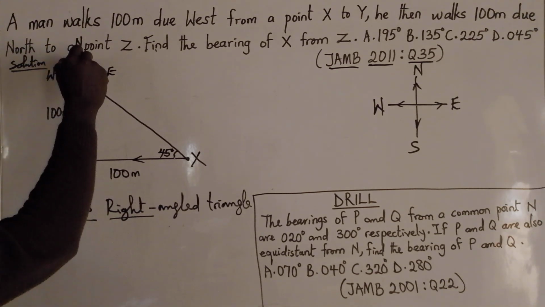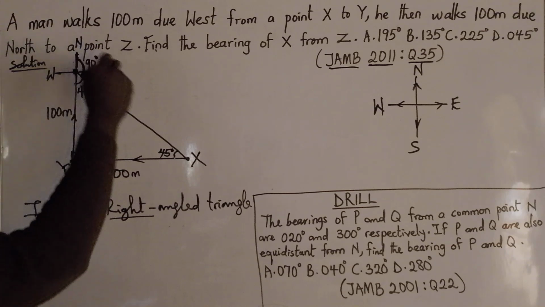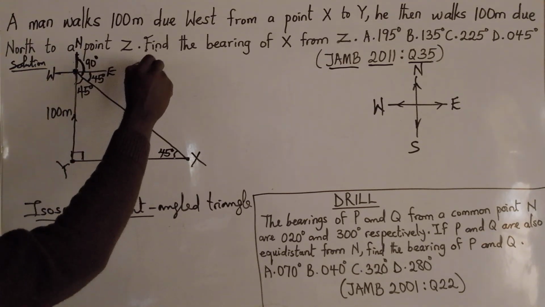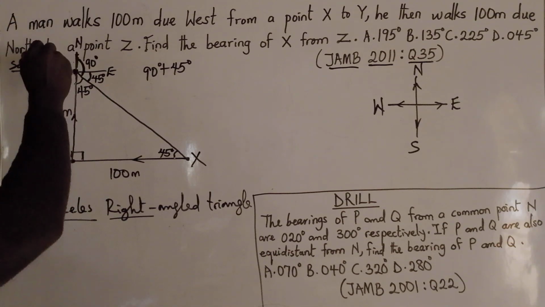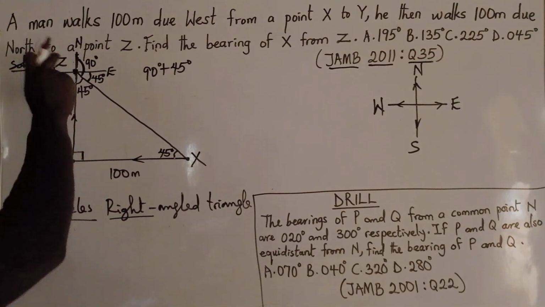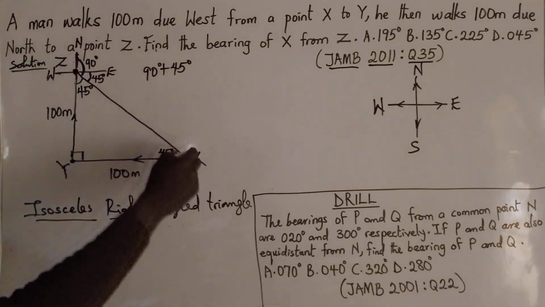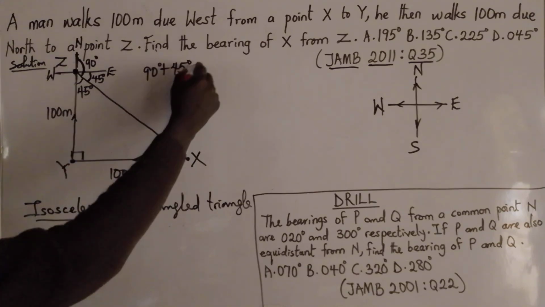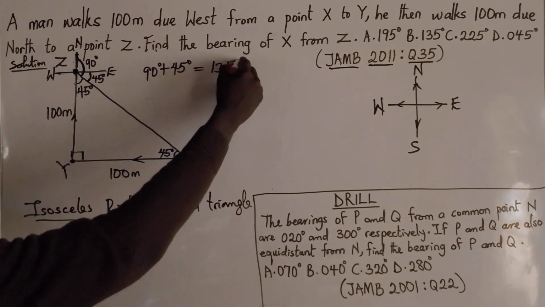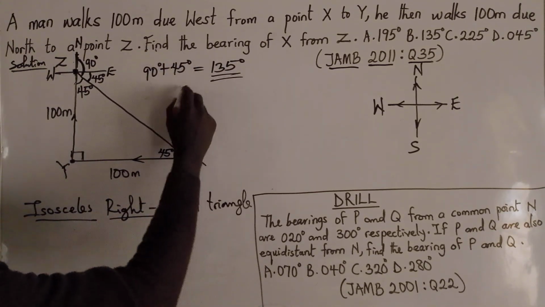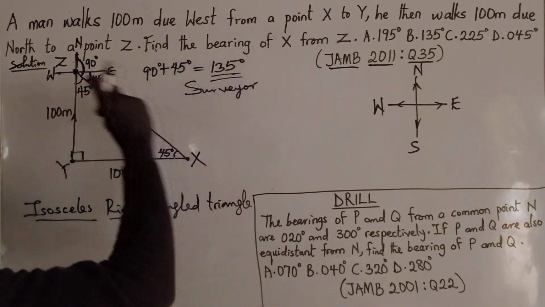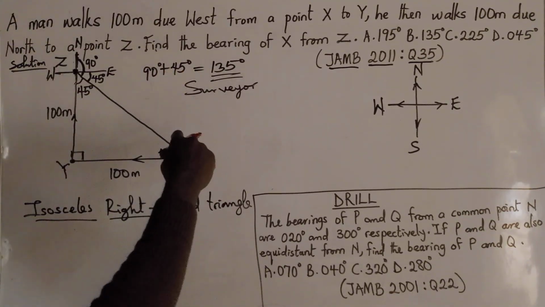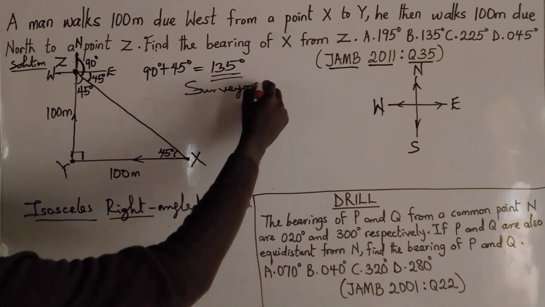From here to here is 90 degrees. By the time we add them together, that is 90 degrees plus 45 degrees. That is the bearing of X from Z, which equals 135 degrees. This value is for the subverse bearing. The subverse bearing starts from the north, and the angle moves in a clockwise direction.